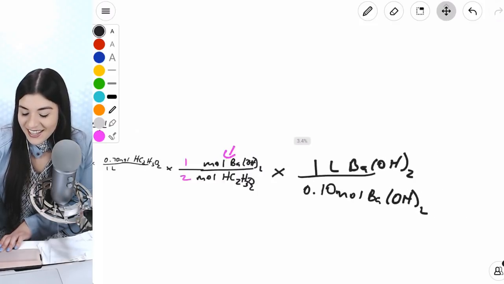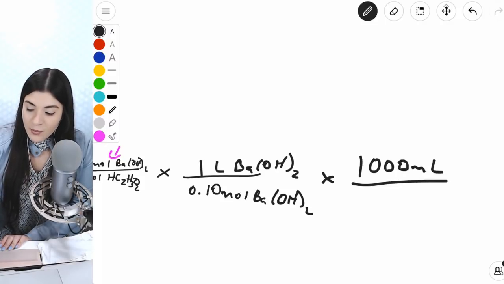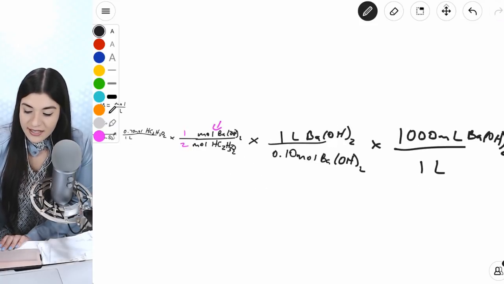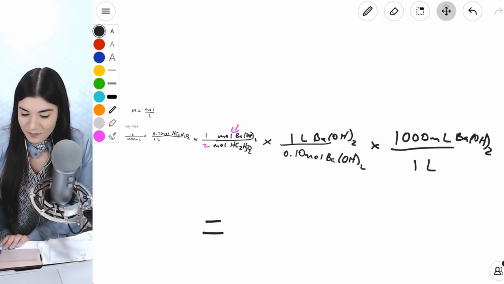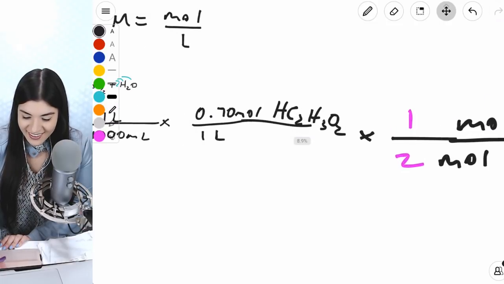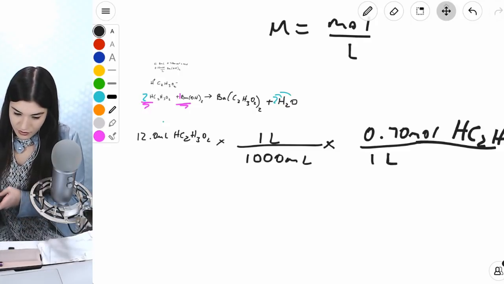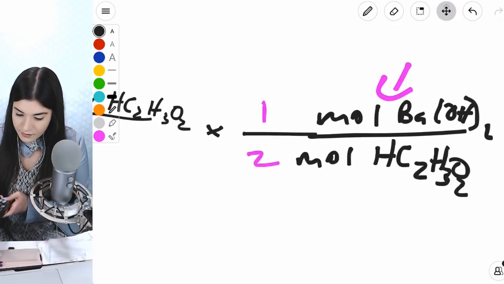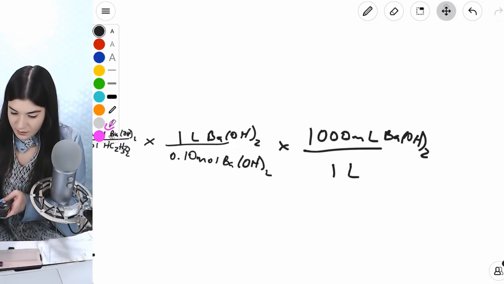Last step is to change this to milliliters. Changing this to milliliters, think of this as 1,000 milliliters per every 1 liter. This is still barium hydroxide, and this will finally tell us what the equivalence point is, or how much we need. And then we'll get to the pH in a second. Okay, so let's start off with just multiplying everything together. So we have 12 divided by 1,000 times 0.70 divided by 2. Let me see what else I have. And then divided by 0.10 times 1,000.